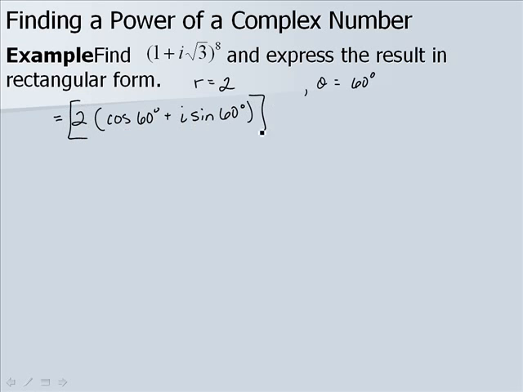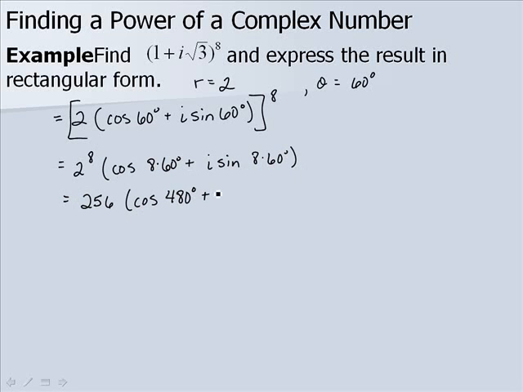And this is being raised to the 8th power, which means that we'll take our r value and raise it to the 8th power, and then we'll multiply our angle by 8. So we end up with 256 times the cosine of 480 degrees plus i sine of 480 degrees. So we want to evaluate the cosine of 480 and the sine of 480 degrees. So we'll look at our graph. And first we need to find the coterminal angle. So we'll subtract 360 degrees, and we get 120.